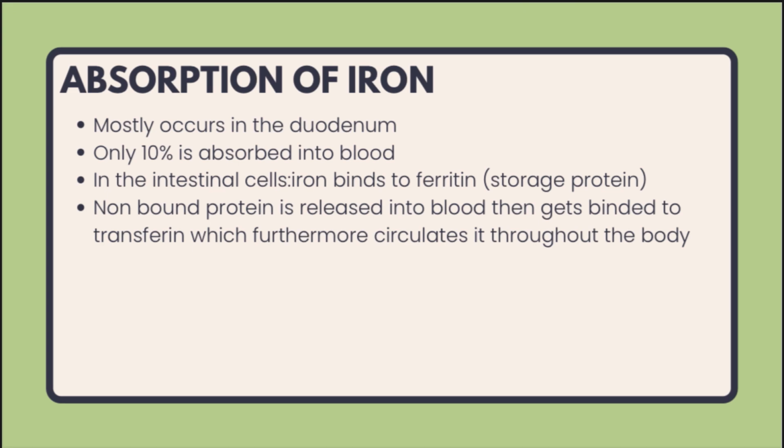Next is absorption of iron. First point is it mostly occurs in the duodenum. So where does it happen? In the duodenum. Only 10% is absorbed into blood.